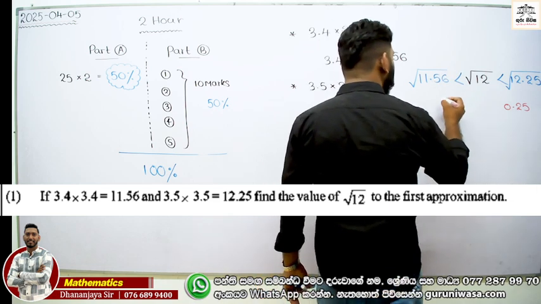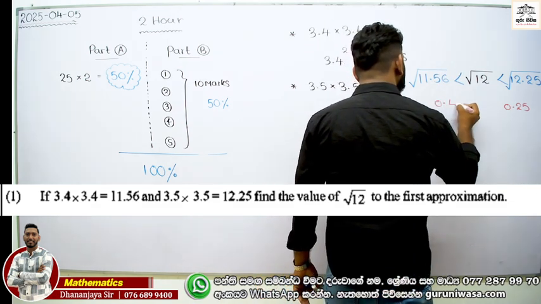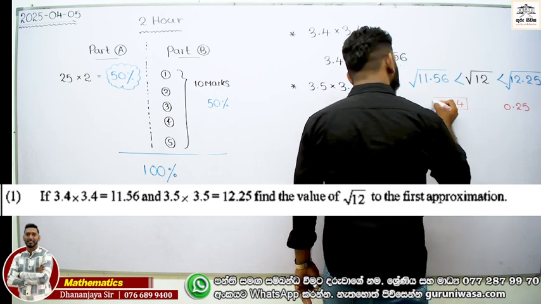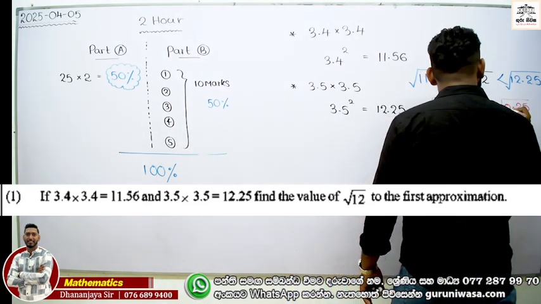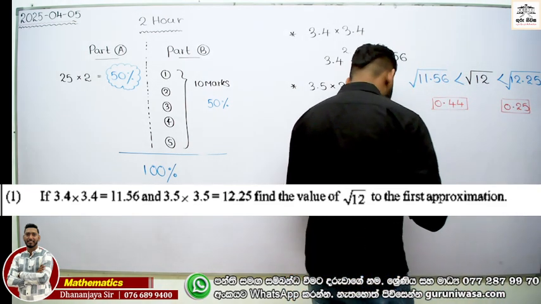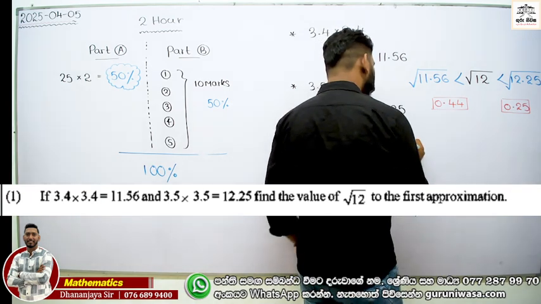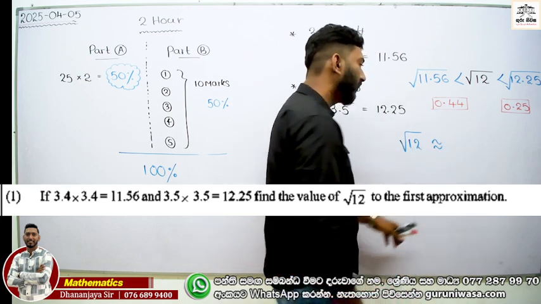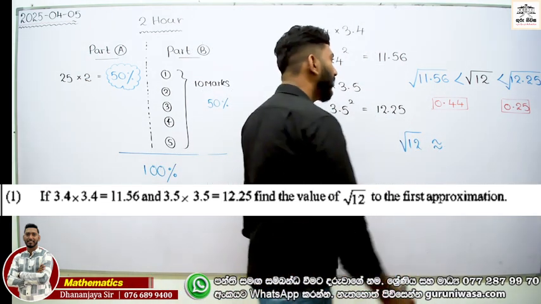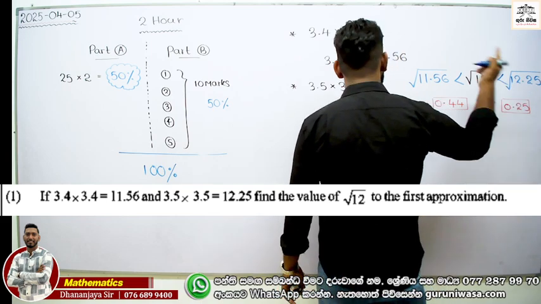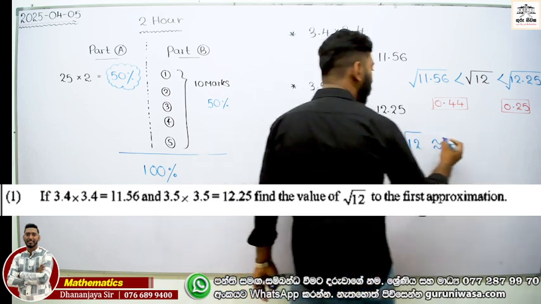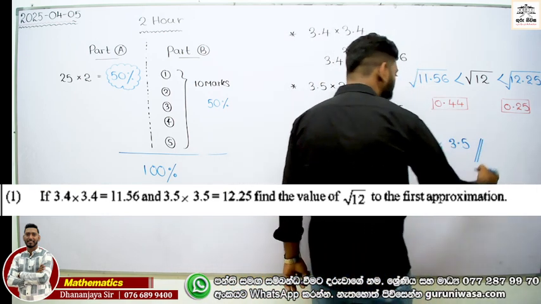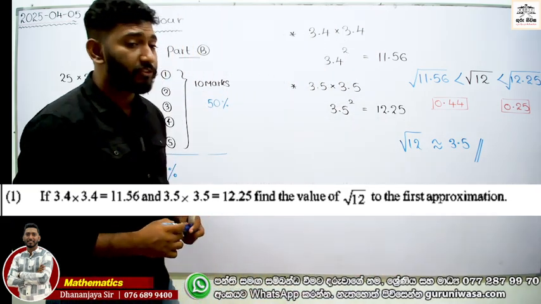And look at the difference between 11.56 and 12. 11.56 to 12 becomes 0.44. And this is the greatest part, and this is the smallest part. Therefore, we can write square root of 12 approximately equals, and you know this symbol, approximately equals to 12.25. Then the answer becomes 3.5. And this is the answer for the first question, right?